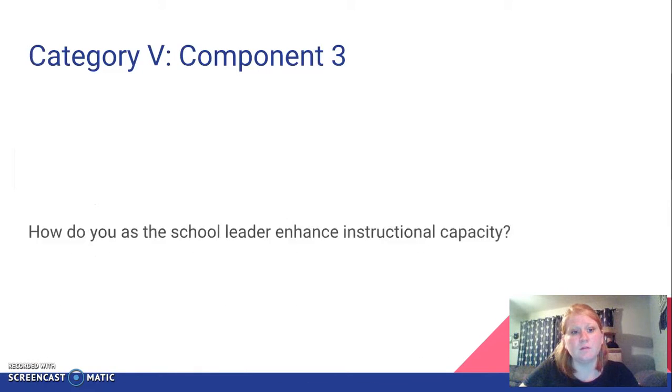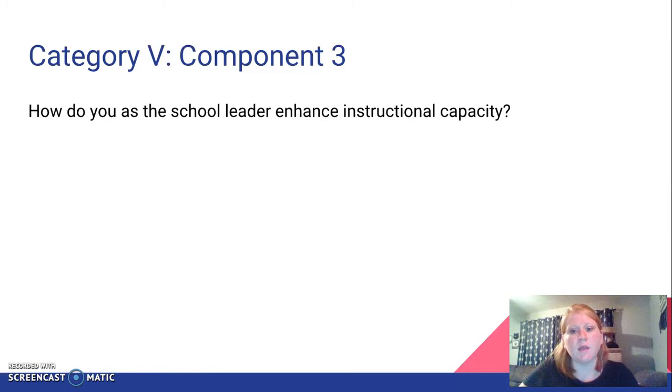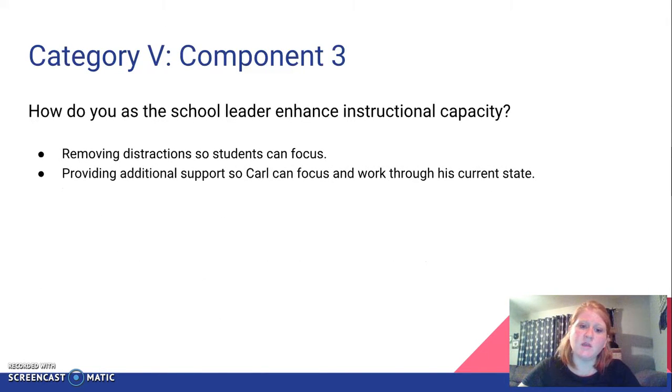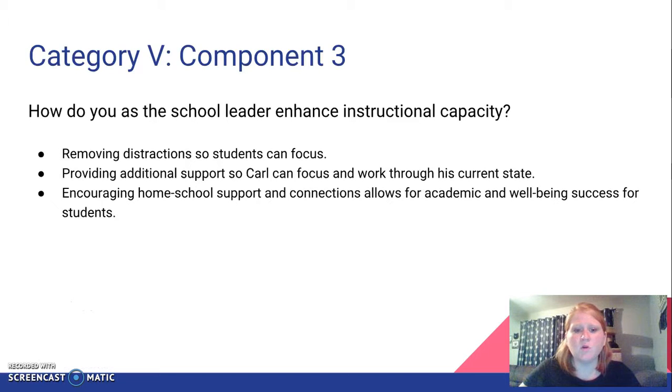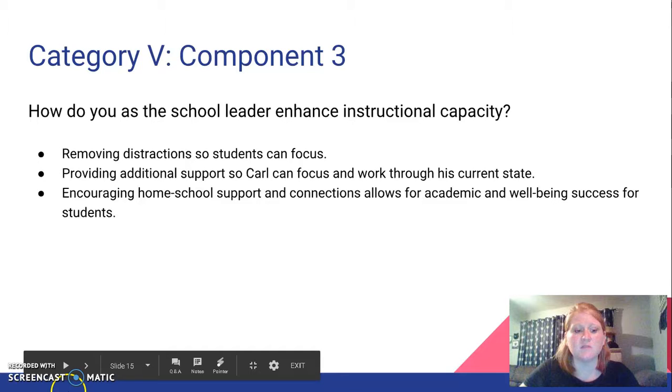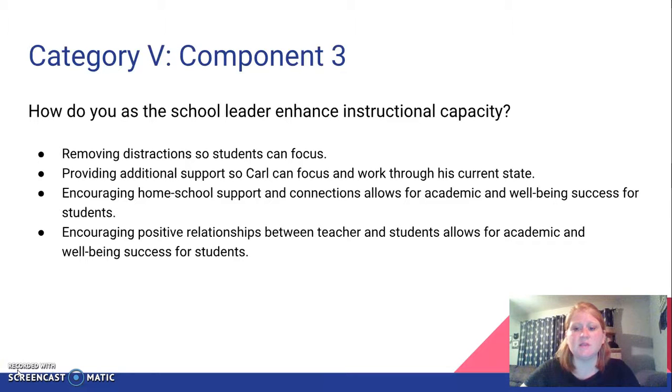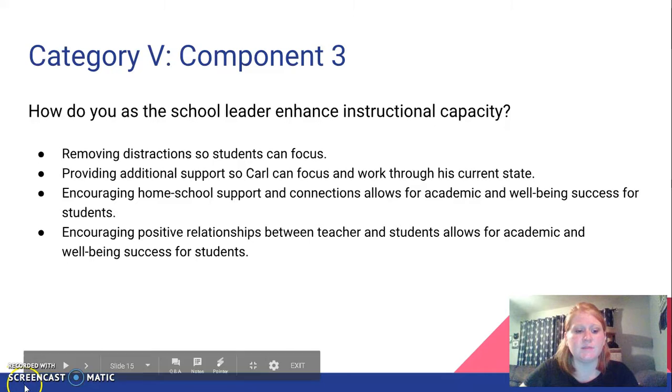Component 3. How can I enhance the instructional capacity? Removing distractions helps students to focus. Providing additional support for Carl so he can focus and work through his current state. Encouraging the home-school support and connections allows for academic and well-being success for all students. Encouraging positive relationships between the teacher and students allows for academic and well-being success for all students.